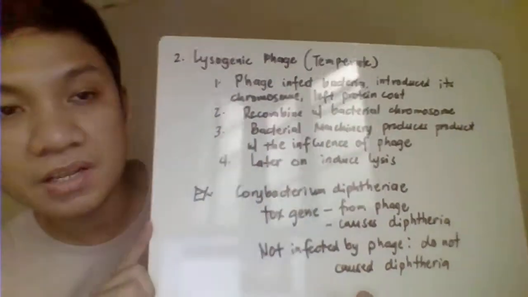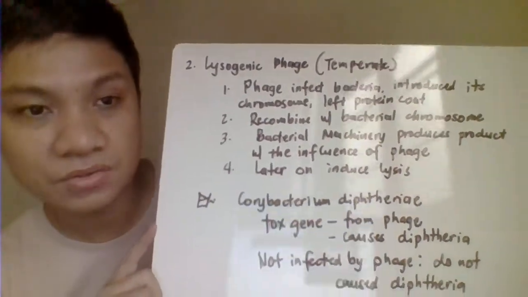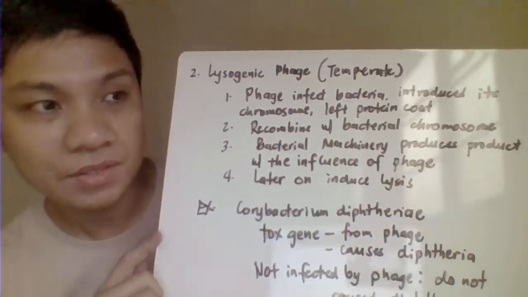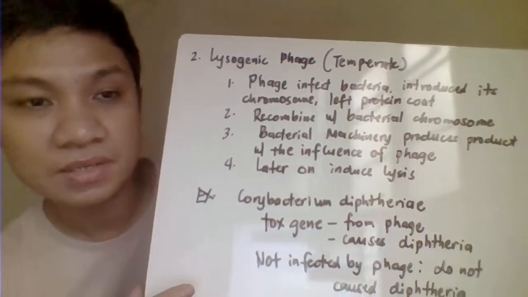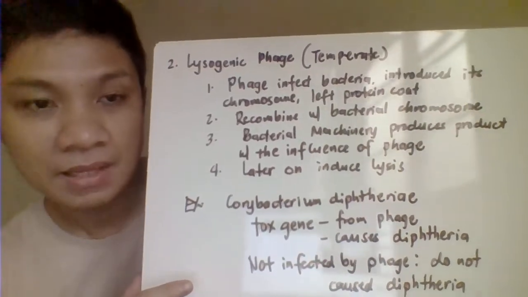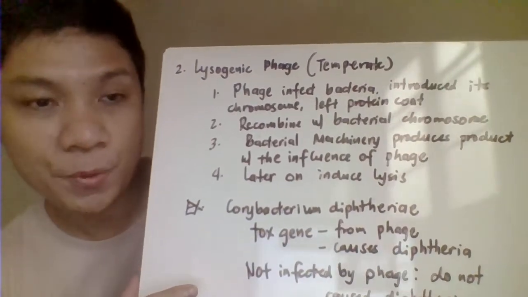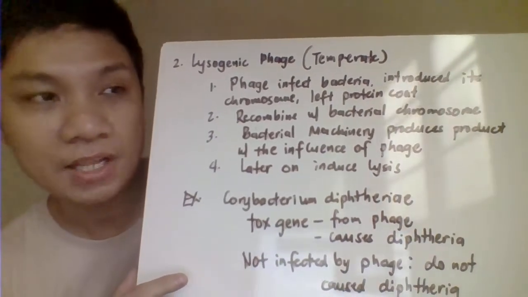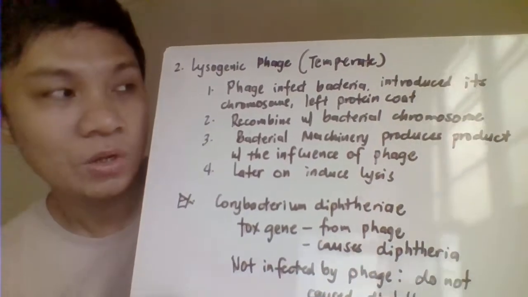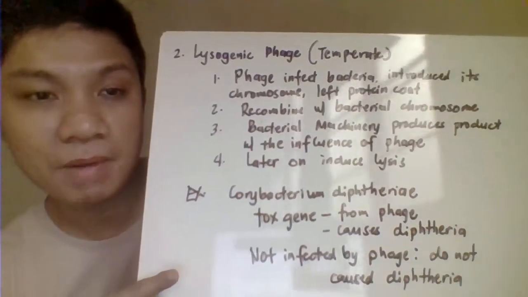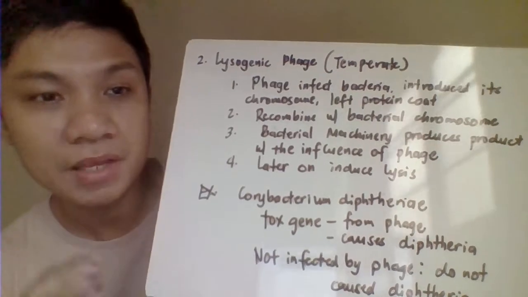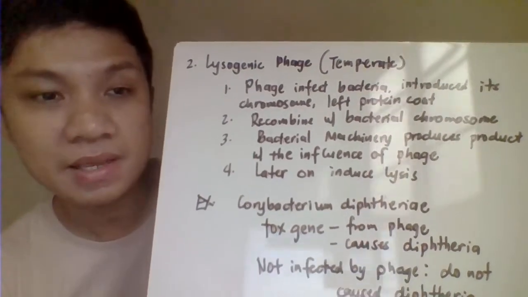Okay, now we have here your lysogenic phage, or you call that one your temperate phage. The same procedure here: the phage infects the bacteria and tries to introduce its chromosome. After that, the phage will try to recombine with your bacterial chromosome. And the bacterial chromosome here tries to make its own product.